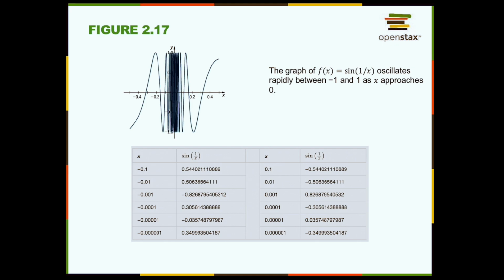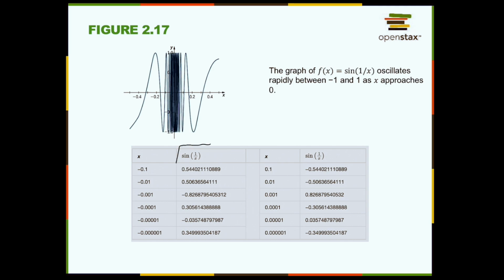As we evaluate limits, remember that a limit exists only when the function values approach one specific real number as x gets closer to a single point. So if the function values do not approach a single value, then the limit does not exist. And this example here, this graph of sine of 1 over x, is an example of when a limit doesn't exist.